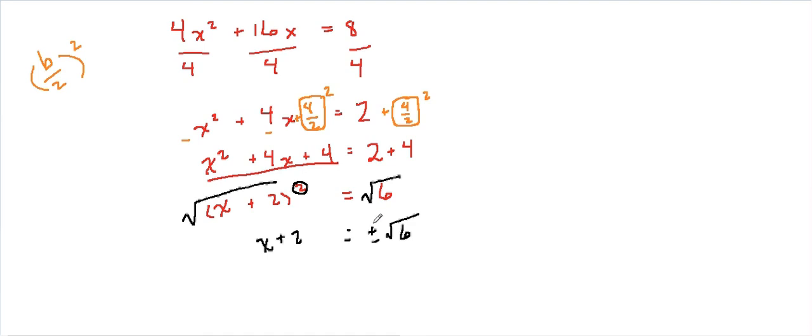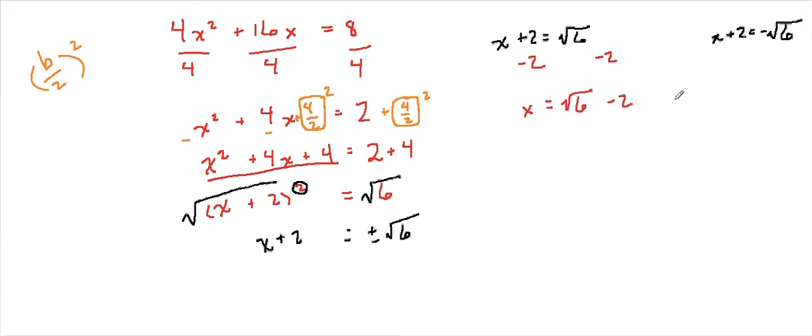We have to solve x plus 2 is positive square root of 6. We'll also need to solve what if x plus 2 is negative square root of 6. All right. So, of course, in this sense, we will be subtracting 2 to get square root of 6 minus 2. And in this case, we'll be subtracting 2 as well. The only difference being negative square root of 6 minus 2.